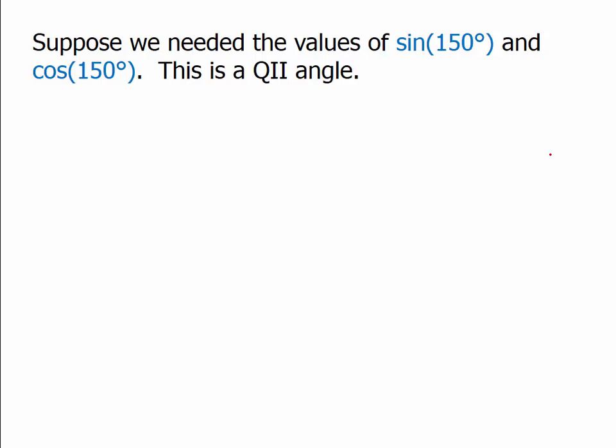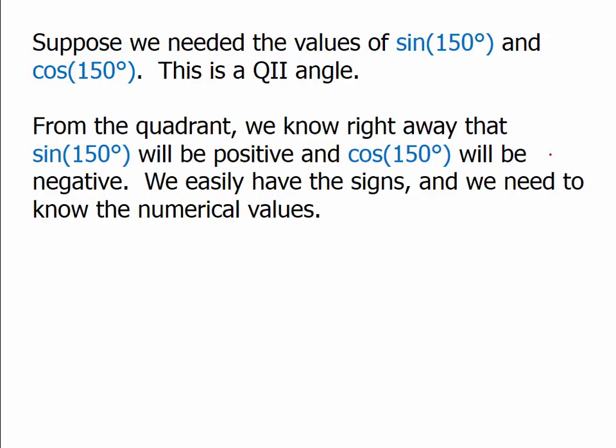So now suppose we needed the values of sine of 150 degrees and cosine of 150 degrees. This is a quadrant 2 angle. So let's think about what we know first. From the quadrant, we know right away that when we're in the second quadrant, y is positive, x is negative. So that means that the sine of 150 degrees will be positive, the cosine will be negative. So we easily have the positive and negative signs.